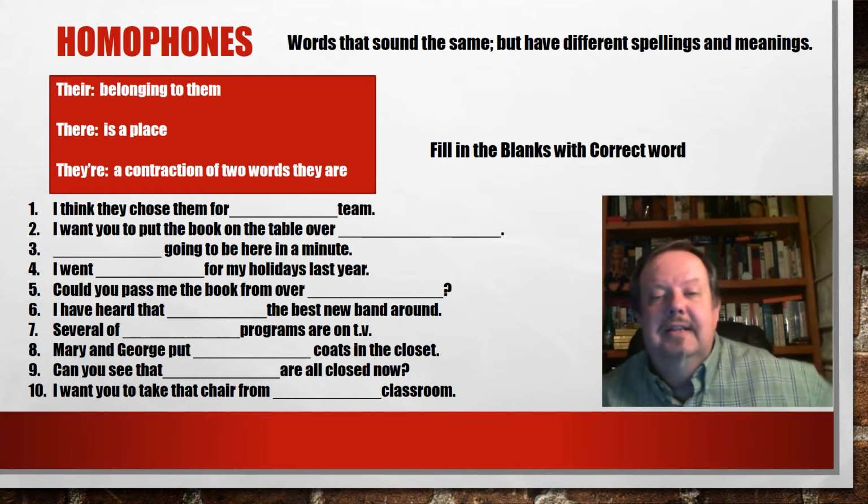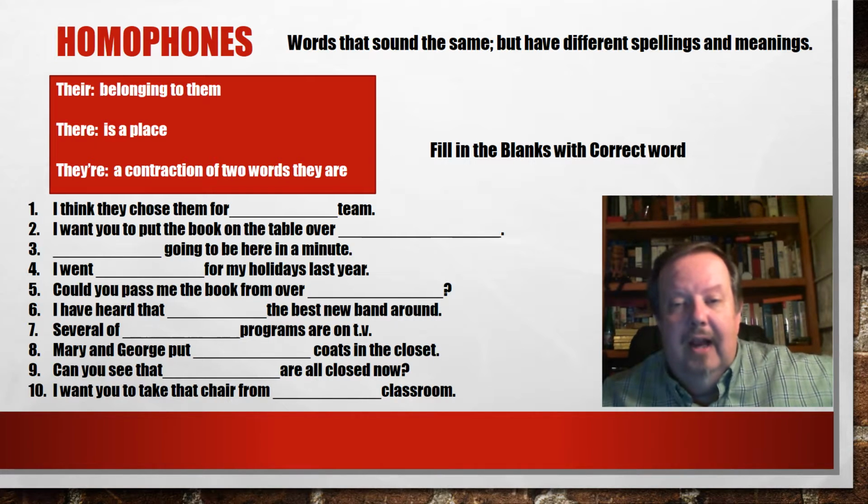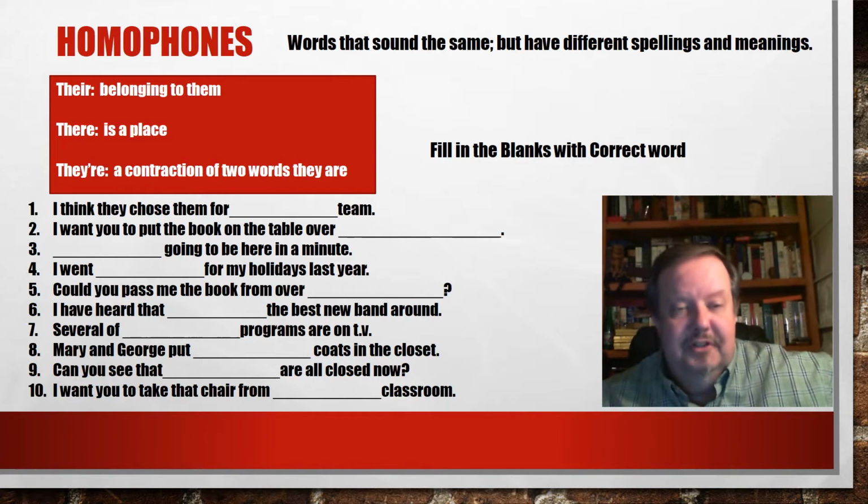So here you can see in this red box 3 words: their, belonging to them; there, as in a place; or they're, a contraction of 2 words, they are. And they have to choose which of those 3 words goes on the blanks. And again, this is something that can be very good practice, because these are hard skills for even Americans who are learning English, especially children, to know which of the right words to go on that line.